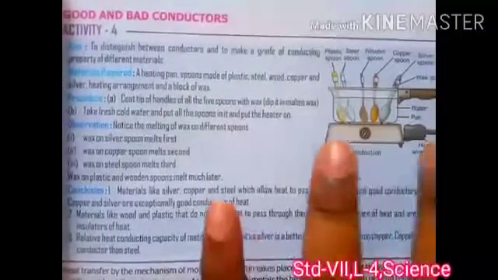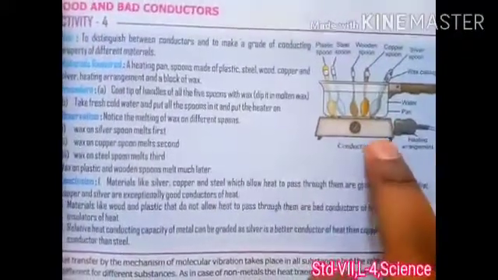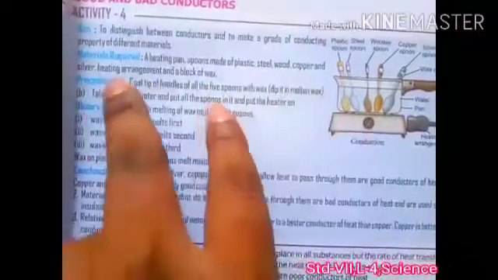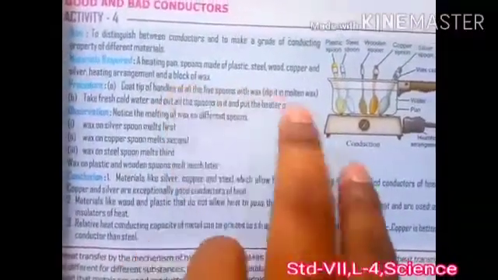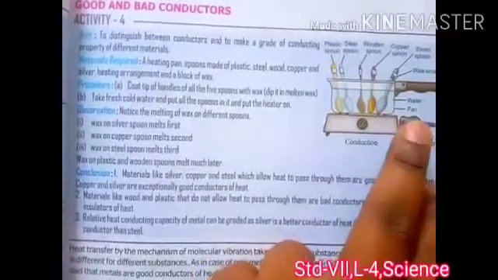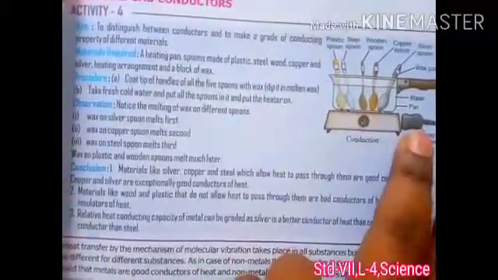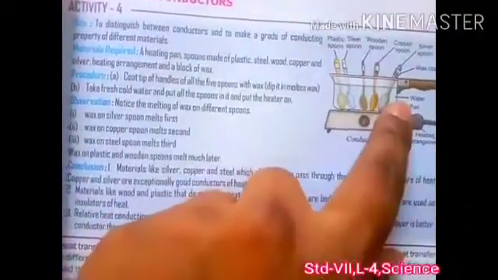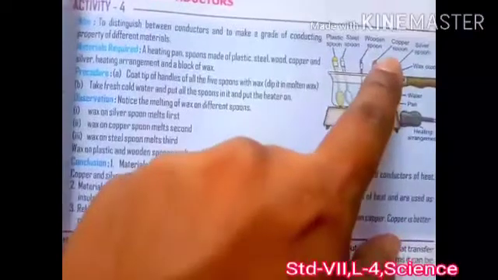To prove that, what we have to do is take a heating arrangement, a heating pan, spoons made of plastic, steel, wood, copper and silver, and a block of wax, right? As you can see in the picture, this is the water in the pan. Water is filled up and we are heating it, right? It is normal temperature water, right? And we are taking the spoons, one made of plastic, another of steel, the next a wood spoon, and a copper spoon.